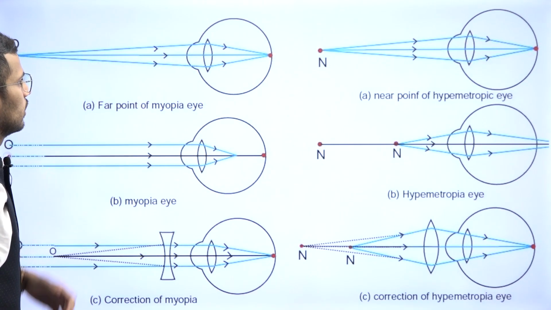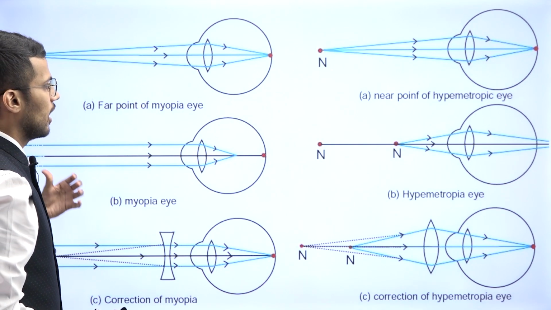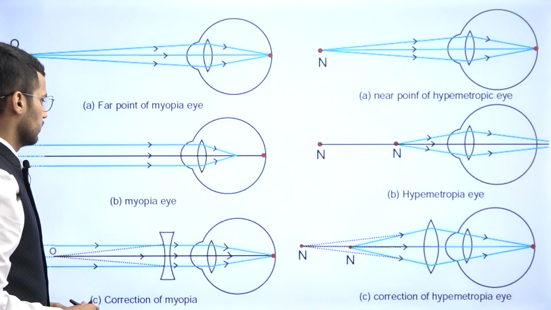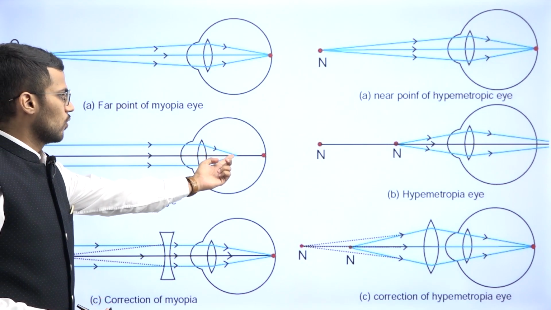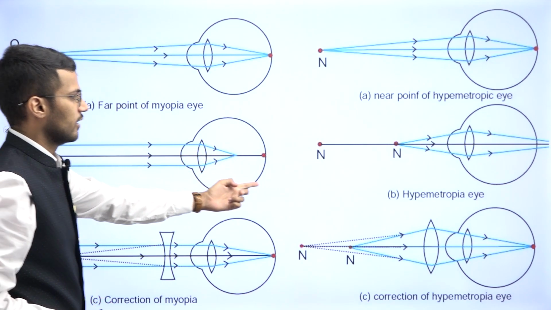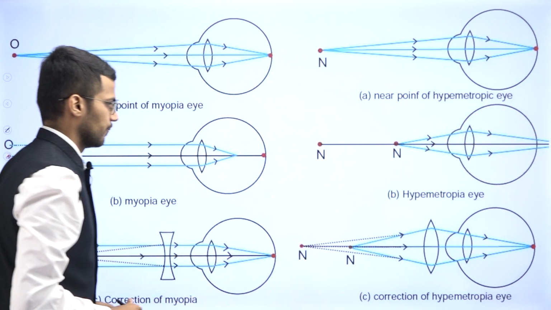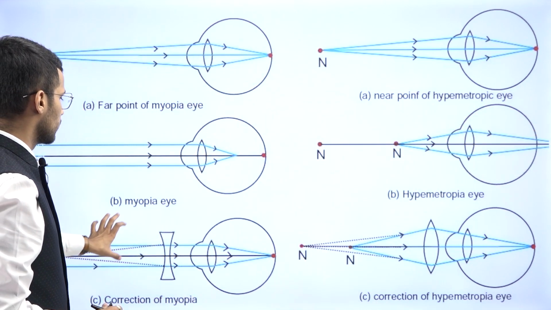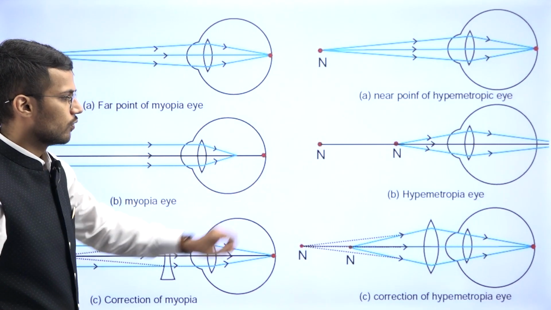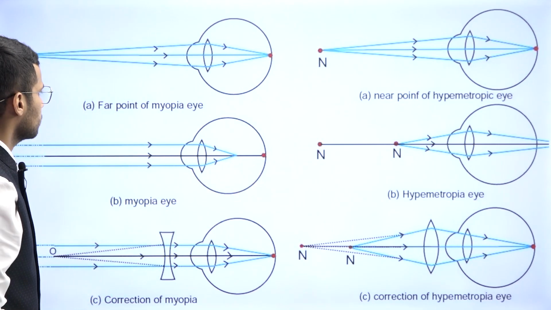So this is how the myopia and hypermetropia eye look like. So in myopia you can see the image is formed in front of the retina, and in hypermetropia image is formed behind the retina, right? And they can be corrected using concave lens and convex lens respectively.